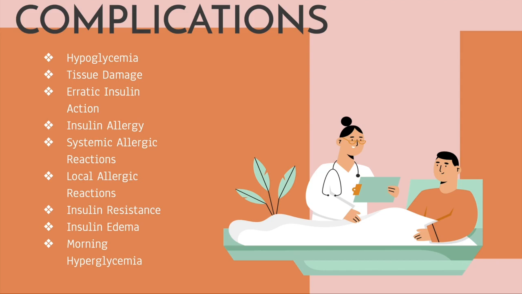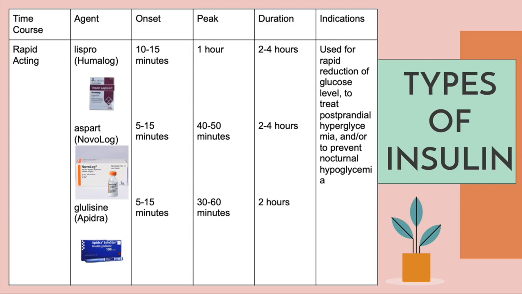Next is insulin waning. If an evening insulin dose or overnight basal pump rate is insufficient, blood glucose levels may creep up as you sleep. And the Somogyi effect: nocturnal hypoglycemia followed by rebound hyperglycemia. So those are the complications of administering insulin. Next, we will talk about the types of insulin.